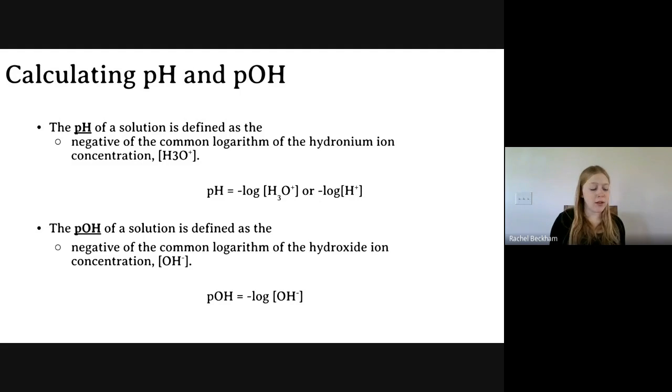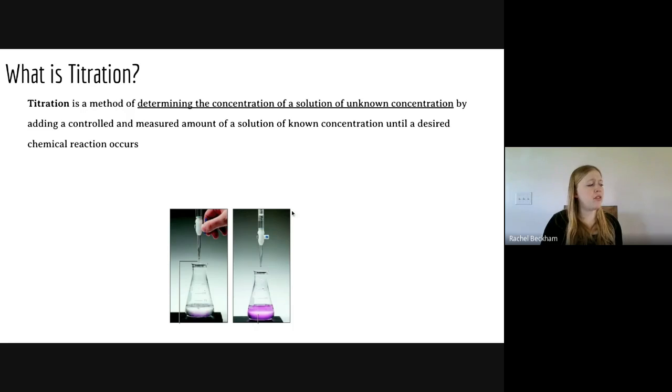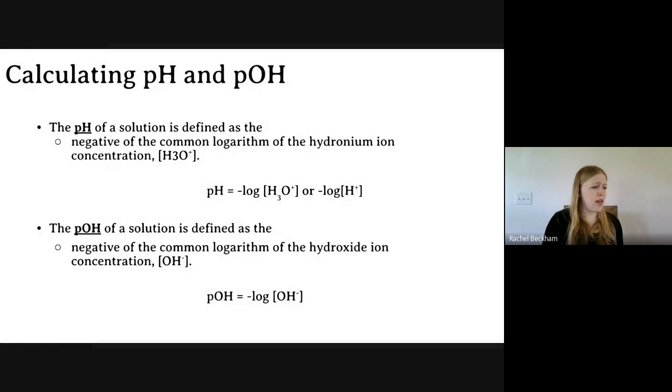You might be wondering what a log is, but guess what? If you have a calculator or if you have your online scientific calculator, you just have to punch in the log button. You don't have to know what a logarithm does. You just have to know how to punch it into a calculator, and I'll show you how to do it. So pH is the negative log of H3O plus. So I'm going to show you my screen on that. I have that slide here.